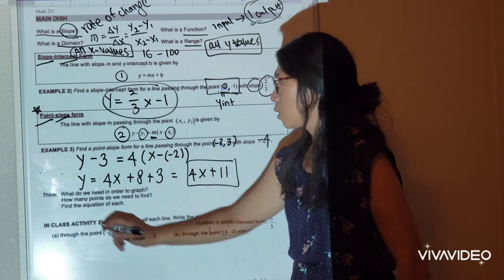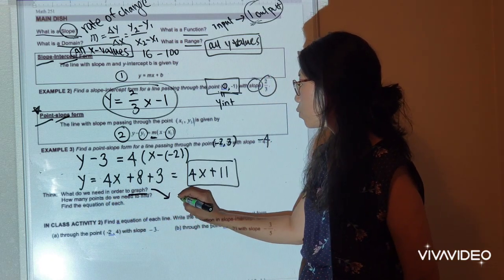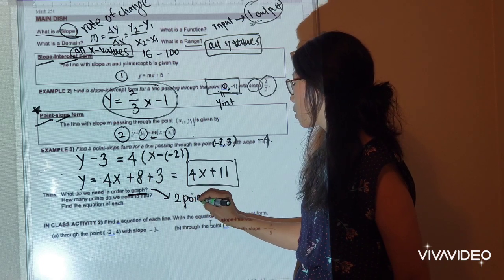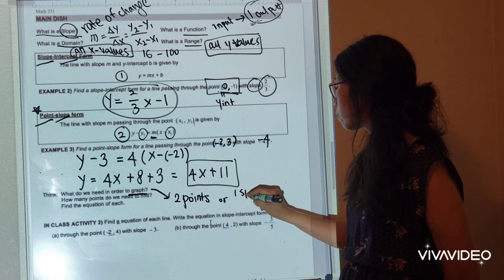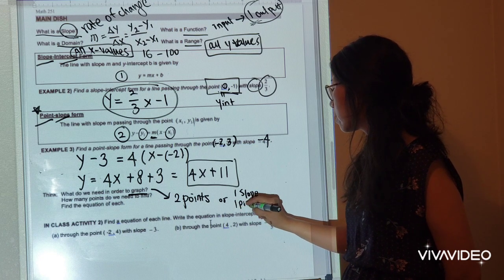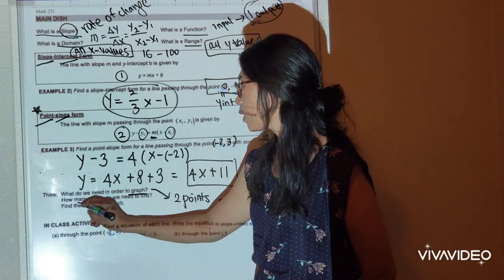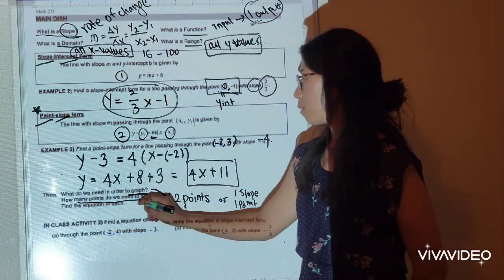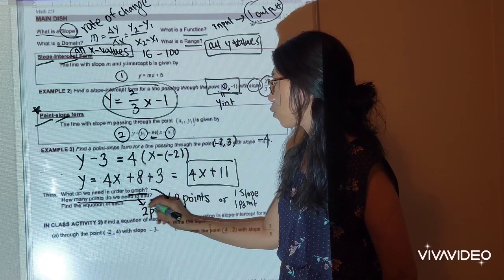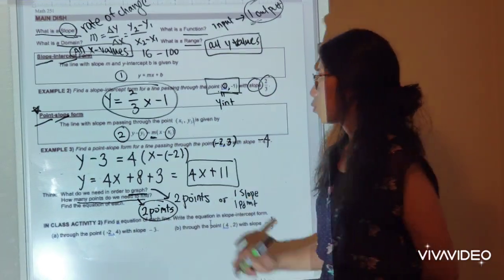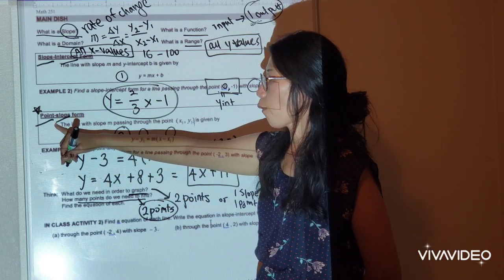So think about, what do we need in order to graph? If I want to graph, you need to have 2 points. Or if you have the slope and 1 point, you will get to graph it. Or how many points do we need? At least we need, again, 2 points. That's all you need. If you find 2 points, you get to find the equation. Make sure that you can always use point-slope form.